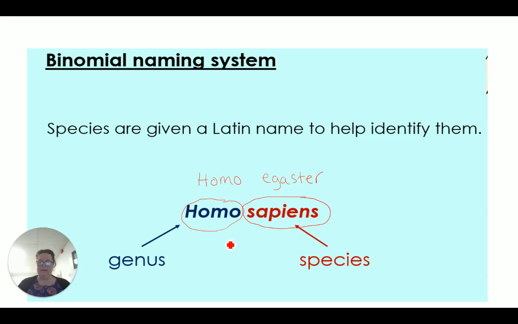Right, so now you know how to name species, and if you want to, you can go and look a few up to see what they're called. I know a rat is Rattus rattus. Quite an interesting one, but you can have a look and see what you can find.